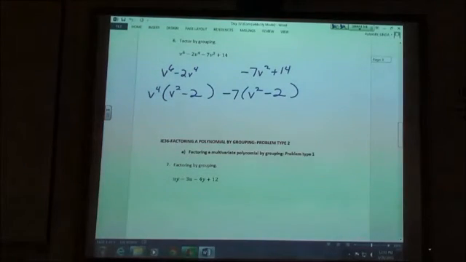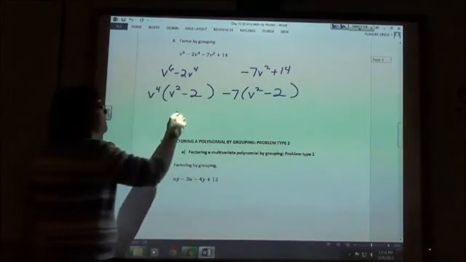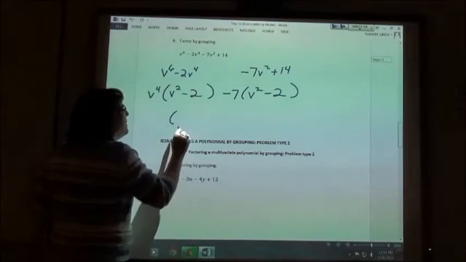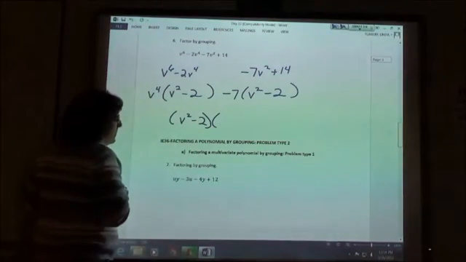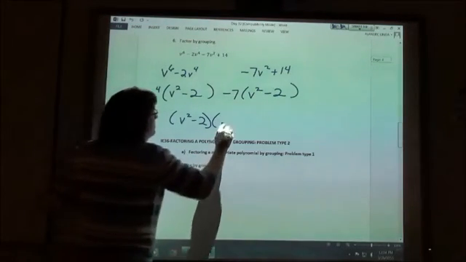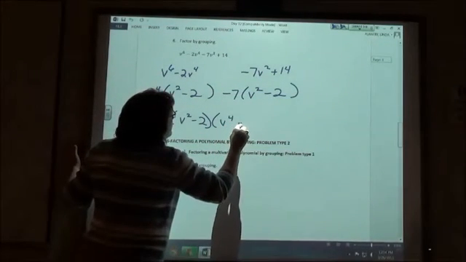And so my factors are going to be v squared minus 2 and v to the 4th minus 7.